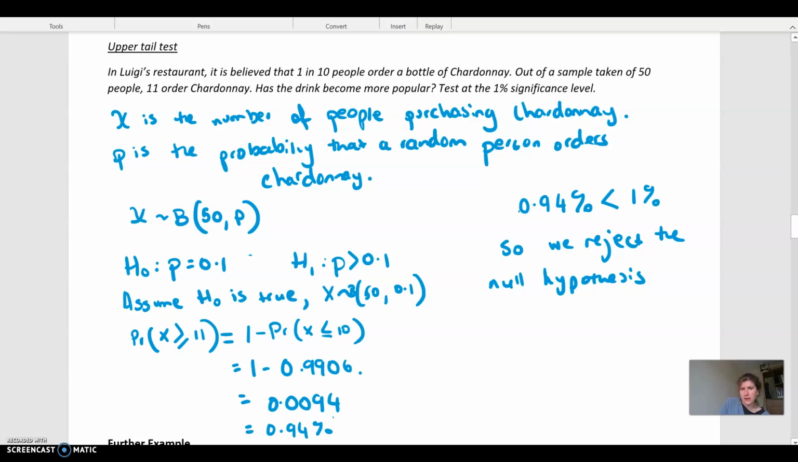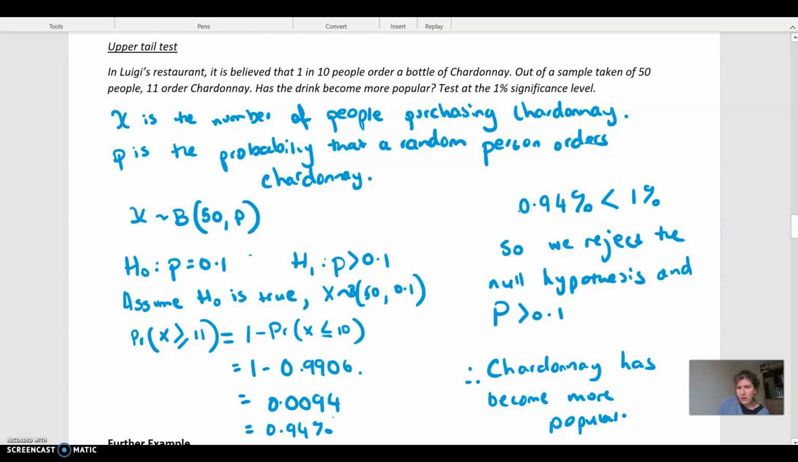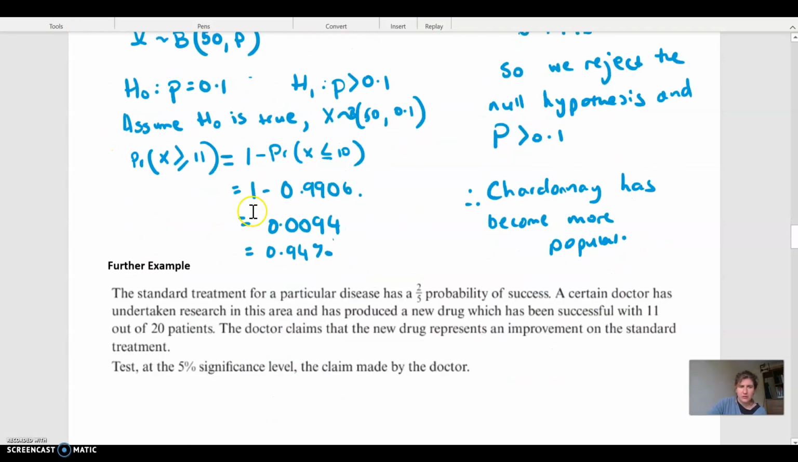So we reject the null hypothesis, and our probability is therefore greater than 0.1. Then we can say that Chardonnay has become more popular.